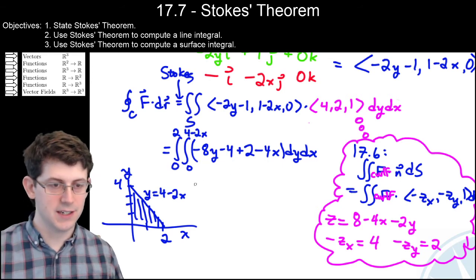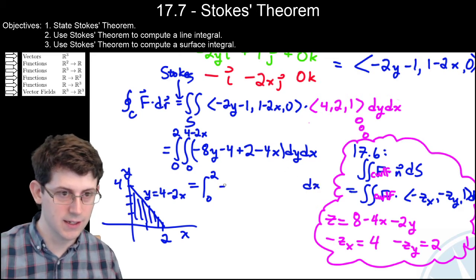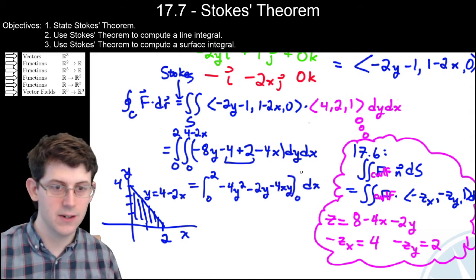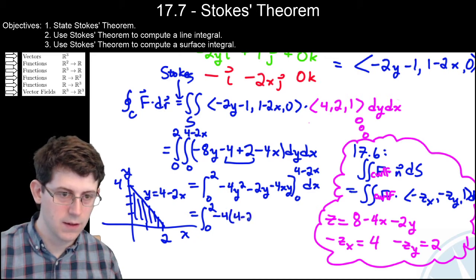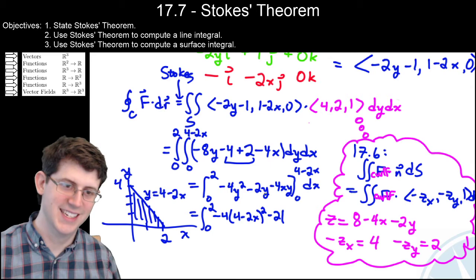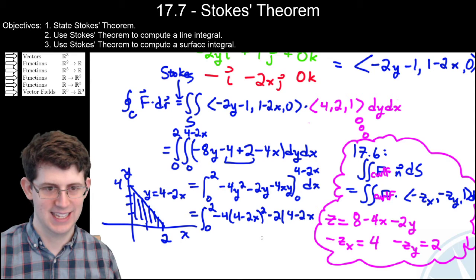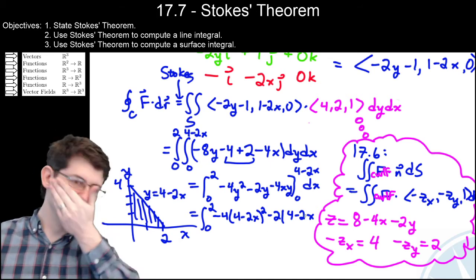This should be enough for us to actually finish the integral. So the x integral waits for us. The y integral is minus 4y squared, this is minus 2, so minus 2y minus 4xy from y equals 0 to y equals 4 minus 2x. These are all 4 minus 2x. Can I do a u substitution? I wonder if I could just do a u substitution and avoid finishing this integral. I just really don't want to do it.